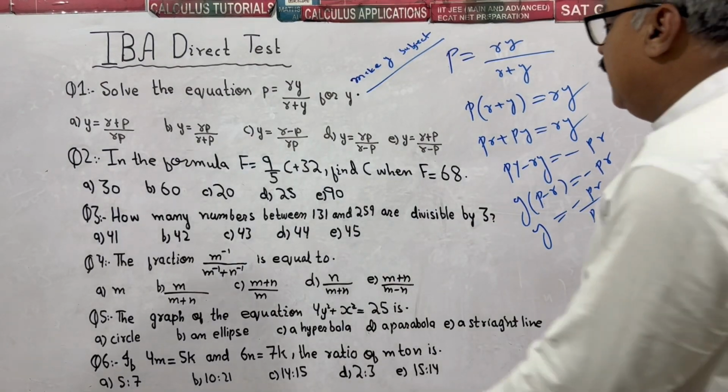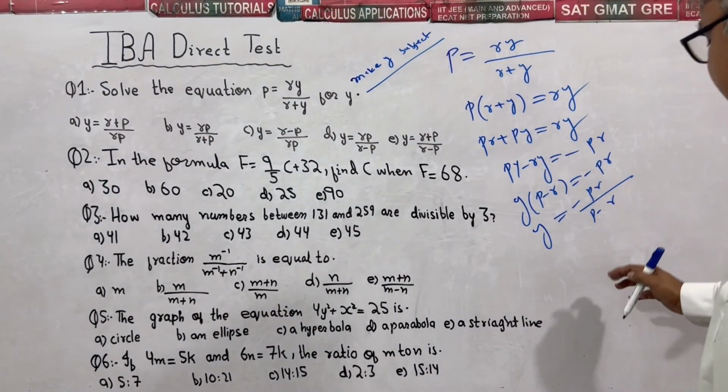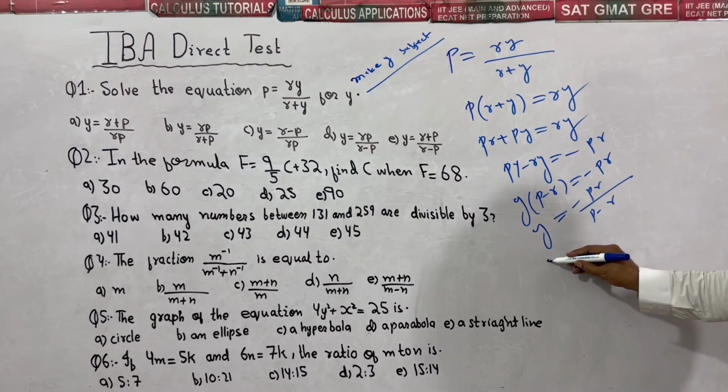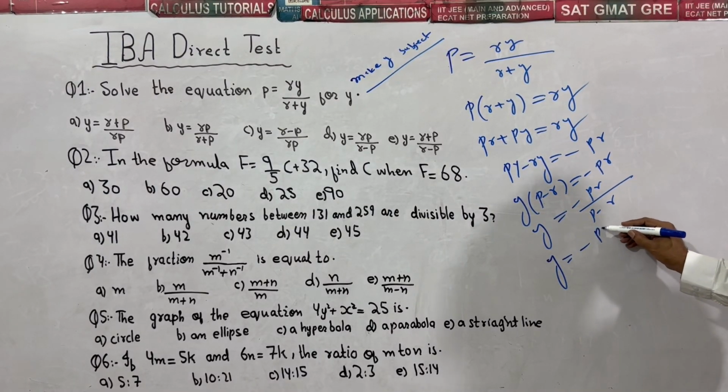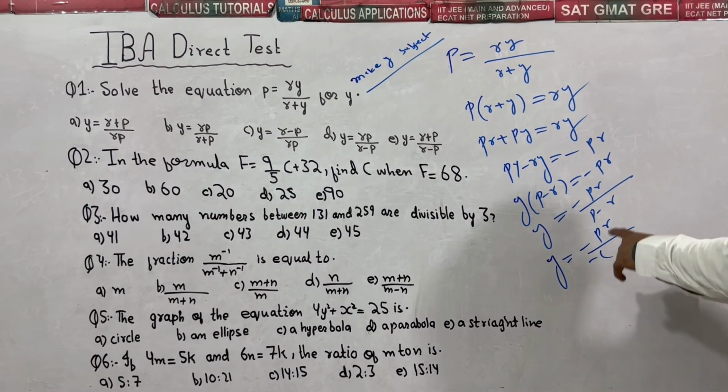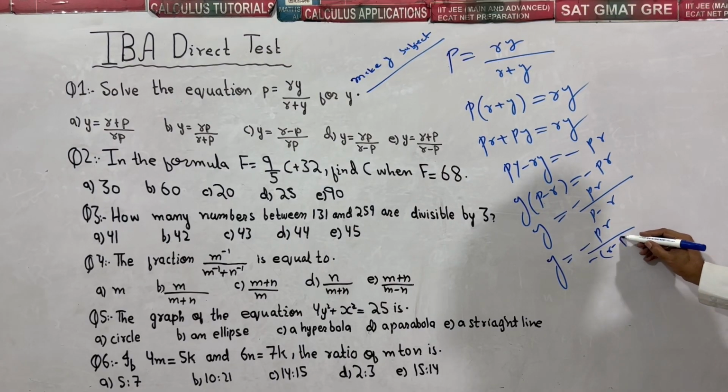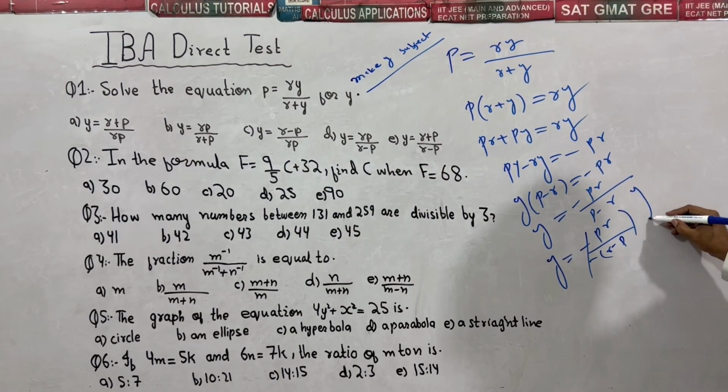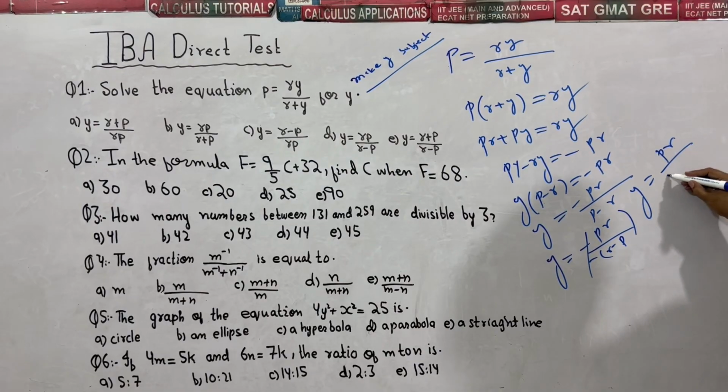Look at the options. All options are positive. It's a very tiny thing. Taking negative common from the denominator, taking minus common, it will become r minus p. Minus cancels out. So we have y is equal to pr over r minus p.